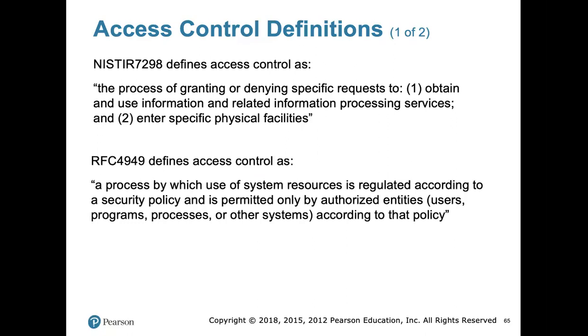NIST defines access control as this. They say access control is the process of granting or denying a specific request. So it is about granting or denying requests to obtain and use information and related information processing services. So it's about granting access to some information or information-related processes or services. Or it might even be for entering a specific physical facility. So this is called access control.